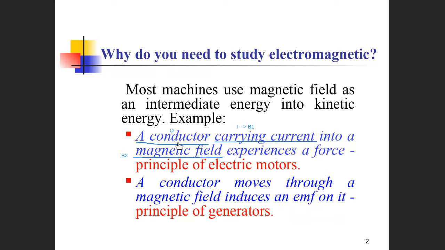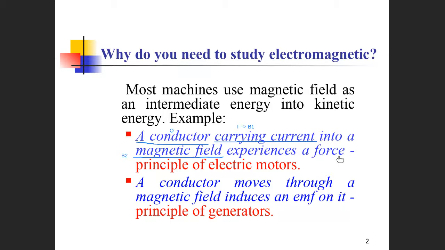Okay. So conductor, what does it mean by conductor? The conductor means that there are free charges. So a conductor with free charges carrying current produces magnetic field B1, and in magnetic field B2 it experiences a force, a mechanical force.